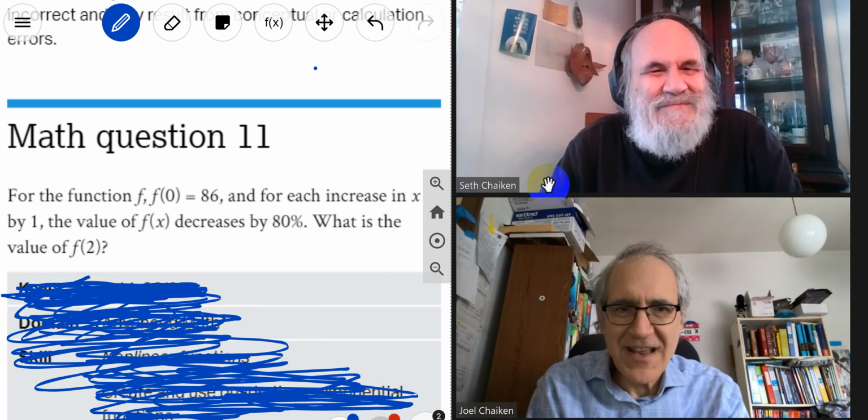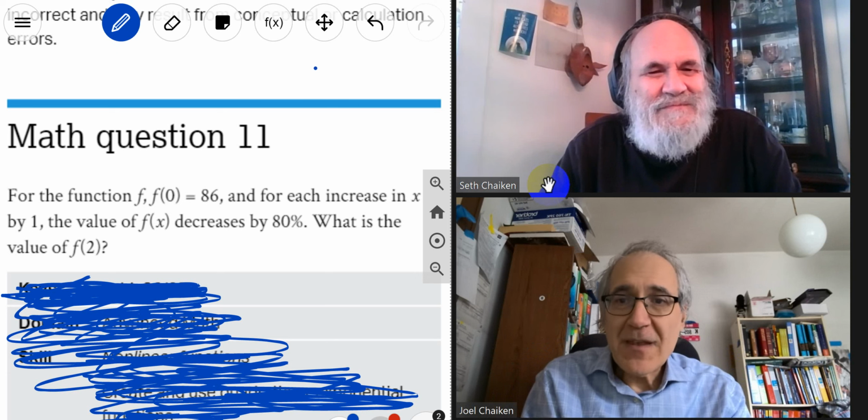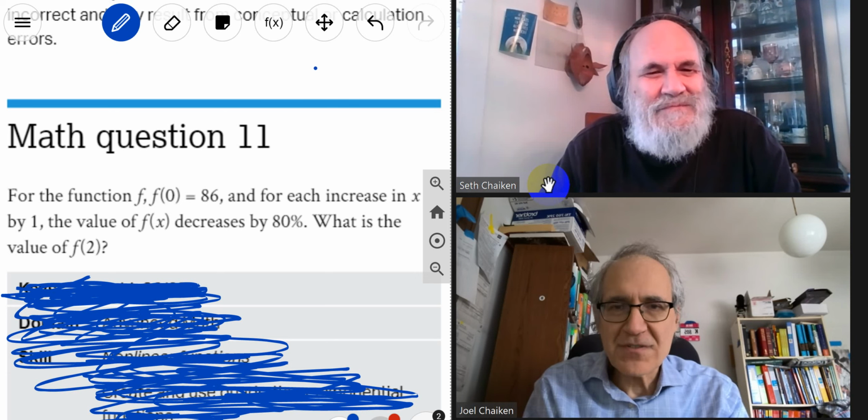This is question 11 out of 16 from a booklet that the SAT distributes for the new digital SAT, which is going to be put in the United States for high school students in winter of 2024.